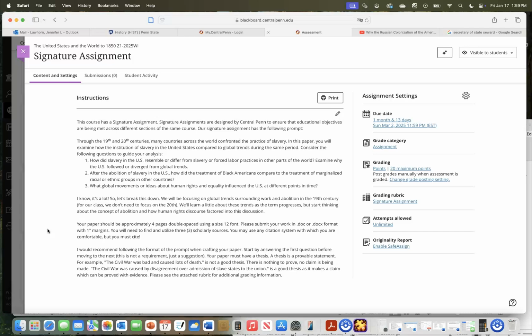All right, so that's the basic outline of the project. That's the meat of what has to go into it.